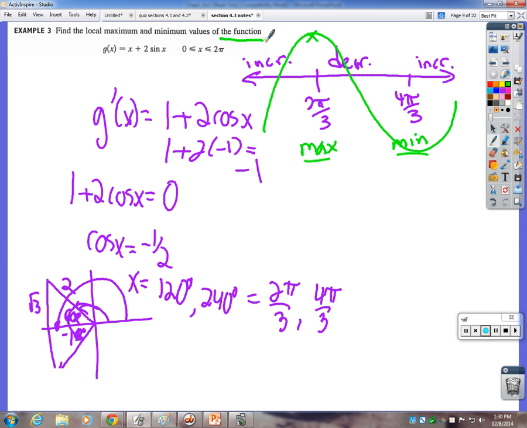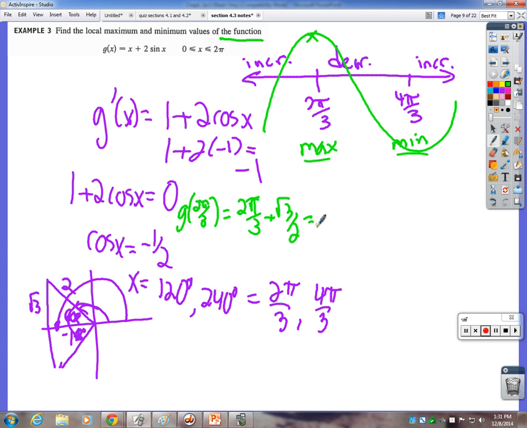So that means I have to figure out what the sine of 2 pi over 3 is. Well, for me, I have this nice little sine up here. What's the sine of this angle? Root 3 over 2, opposite over hypotenuse. So I'm figuring out what g of 2 pi over 3 is. That's going to be 2 pi over 3 plus root 3 over 2. We can just leave it like that, rather than the crazy decimal on the calculator.